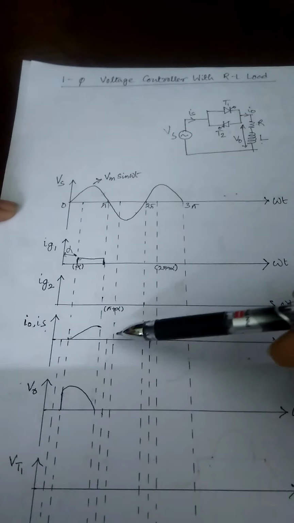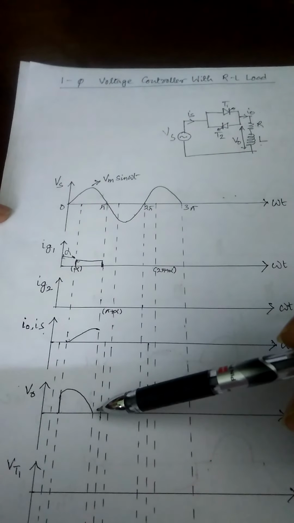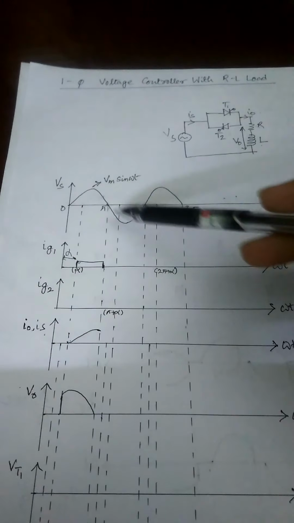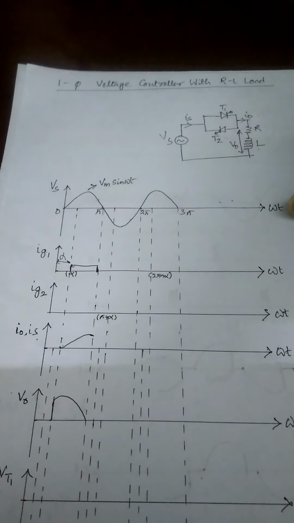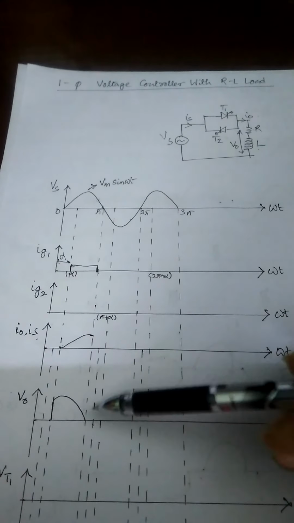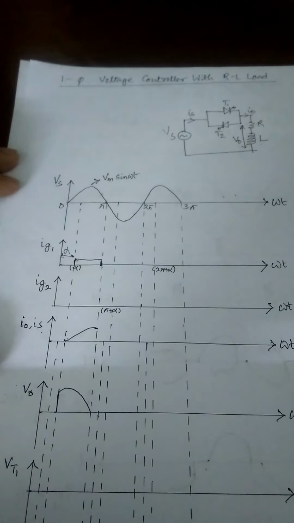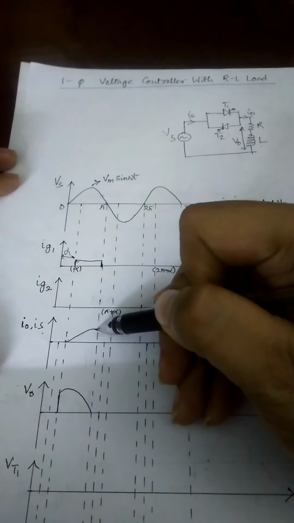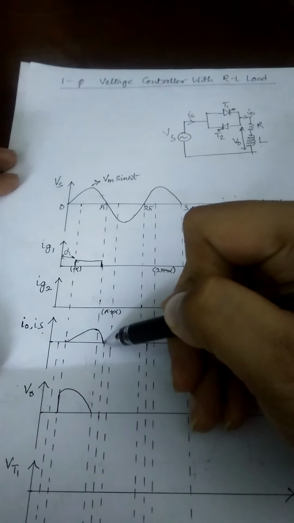At the pi point, thyristor T1 is going to be in reverse bias condition, as the supply voltage goes into the negative half cycle. So T1 is reverse biased, but as the load current continues to flow, the voltage also continues on the load side. This load current I0 reaches zero at this point.